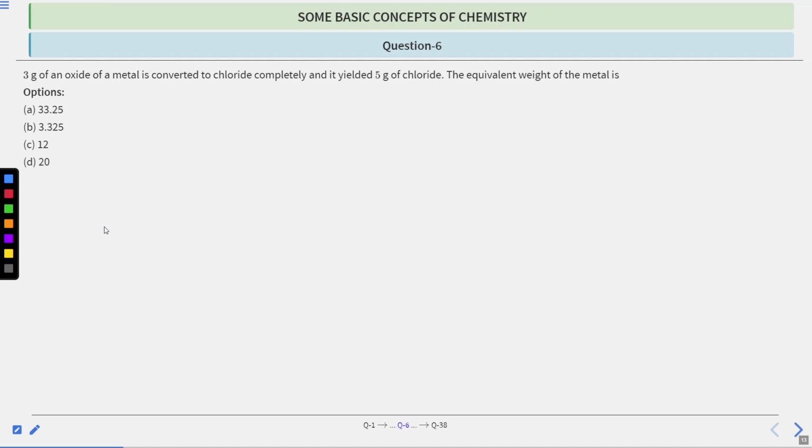Moving on to our question 6. 3 gram of an oxide of a metal is converted to chloride completely, and it yielded 5 gram of chloride. The equivalent weight of the metal is. Options are 33.25, 3.325, 12, and 20. You have 10 seconds to solve this question by yourself. After that, we will solve this question.